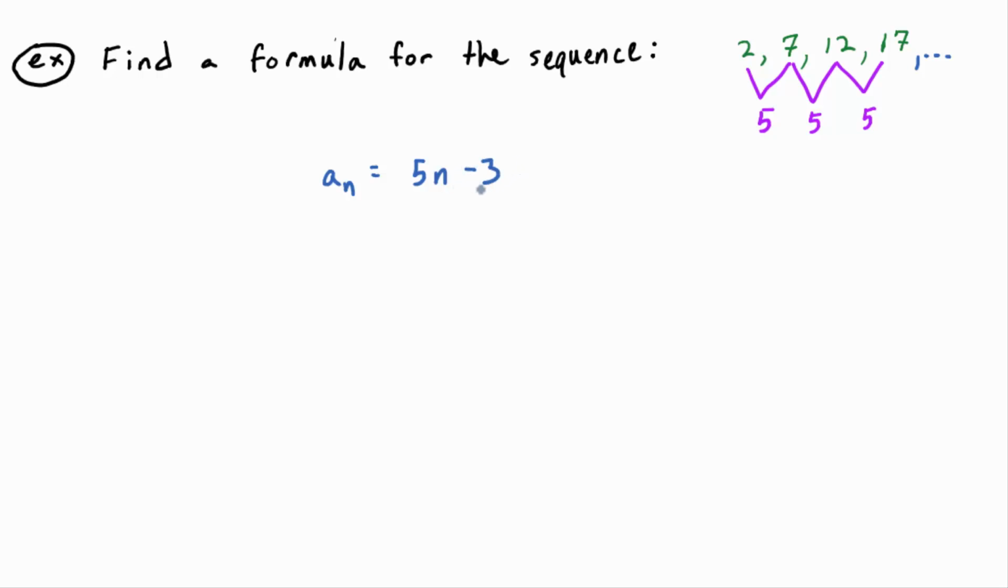Subtract 3. And that's it. Now you can test it, right, to make sure it's right. And you should test it. So try the next couple. If I plug in 2, do I get 7? 5 times 2 minus 3, 7. Yeah. If I plug in 3, do I get 12? 5 times 3 minus 3, 12. Yeah. So I'm positive I got the right answer.